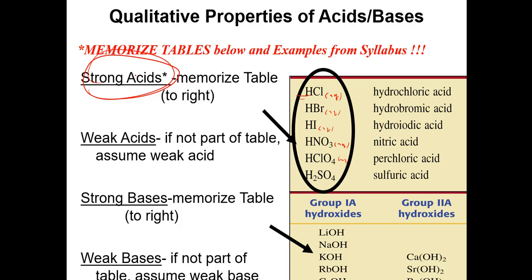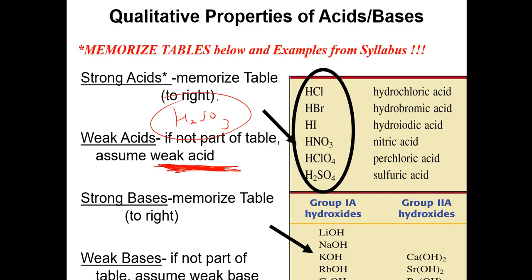Now you can't just look at it to figure out whether it's strong or weak. There is no trick there. The trick is actually memorizing the table. So, hydrochloric acid is a strong acid. Hydrobromic acid, strong acid. Hydroiodic acid, nitric acid, perchloric acid, and sulfuric acid. Memorize. Here's the trick. If it's not on this table, then automatically it's going to be a weak acid. So if I have something like this, H2SO3, this is known as sulfurous acid. And because it's not on the table, it's automatically going to be weak.